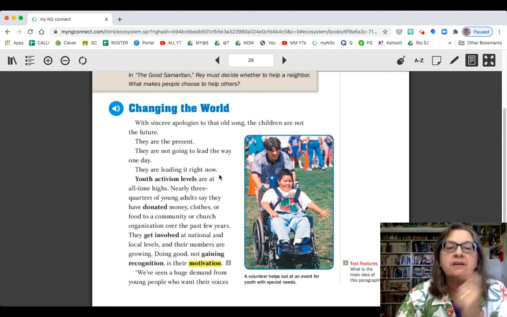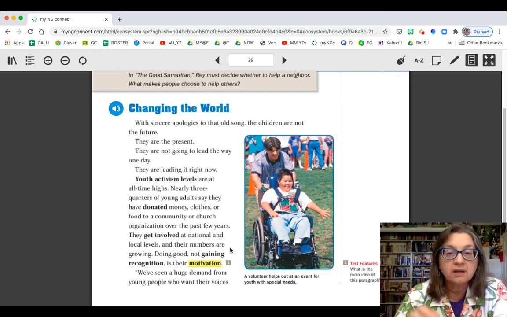Youth activism levels are at all-time highs. Nearly 3/4 of young adults say they have donated money, clothes, or food to a community or church organization over the past few years. They get involved at national and local levels, and their numbers are growing. Doing good, not gaining recognition, is their motivation.